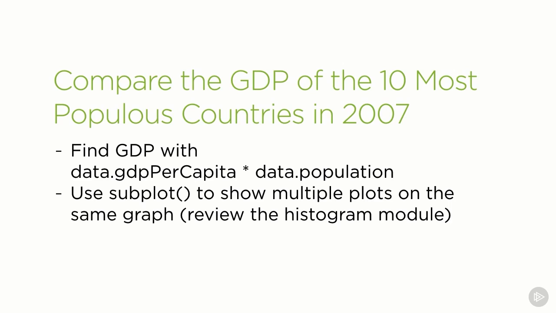And then you can use the subplot function to show two bar plots on the same graph, one for the population and the other one for the GDP. If you don't remember how to do this, you can review the histogram module. And pause the video right here if you want to try solving this problem on your own.